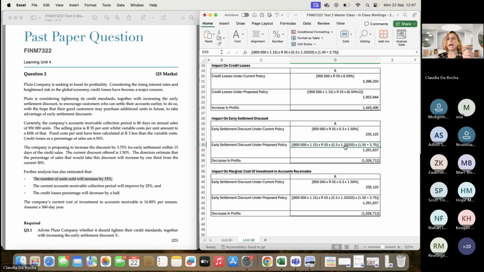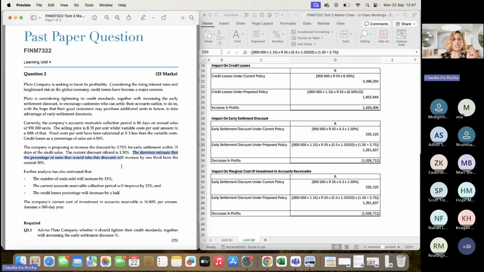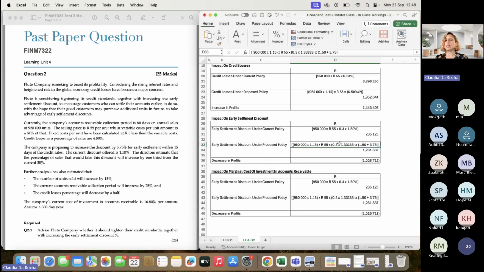Okay. I'm then multiplying it by 30% increased by 1/3. Why? Because here the question said that the directors estimate the percentage of sales that would take the discount will increase by 1/3 from current 30%. So what they're saying is, under the current policy, only 30% of debtors will take the early settlement discount. Under the proposed policy change, which is a higher discount, they expect that 1/3 more will. So I'm literally increasing the 30% by 1/3.